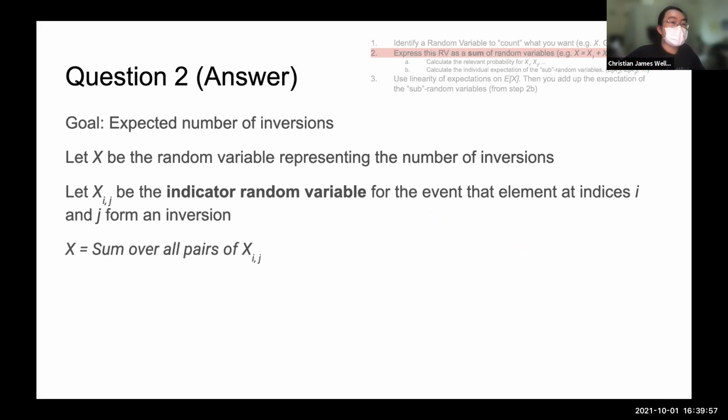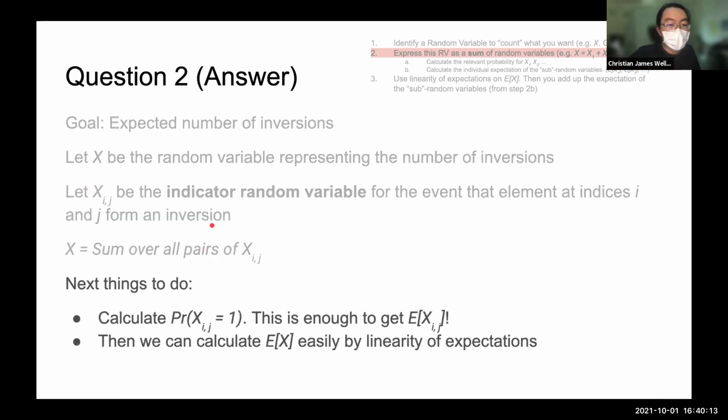So what we do is define X to be the sum over all the pairs of X_ij's, all possible pairs of indices. You ask, hey, this pair, are you an inversion? Hey, that pair, are you an inversion? And so on. Sum over all the pairs. The next thing we need to calculate is the probability of X_ij being 1. What's the probability that the elements at index i and index j form an inversion? This will be enough for us to get the expectation. Then we can calculate E[X] easily.